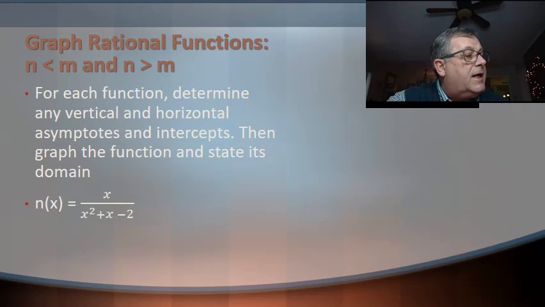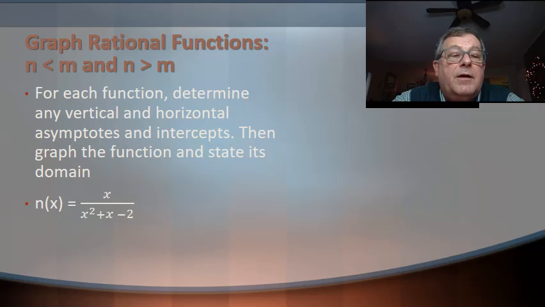All right, let's look at our second example. This is over on page 133. This is guided practice 2B out of example 2, rational functions. Again, we're being asked to determine any vertical and horizontal asymptotes, as well as the x and y-intercepts, if there are any, and then graph the function and state its domain.